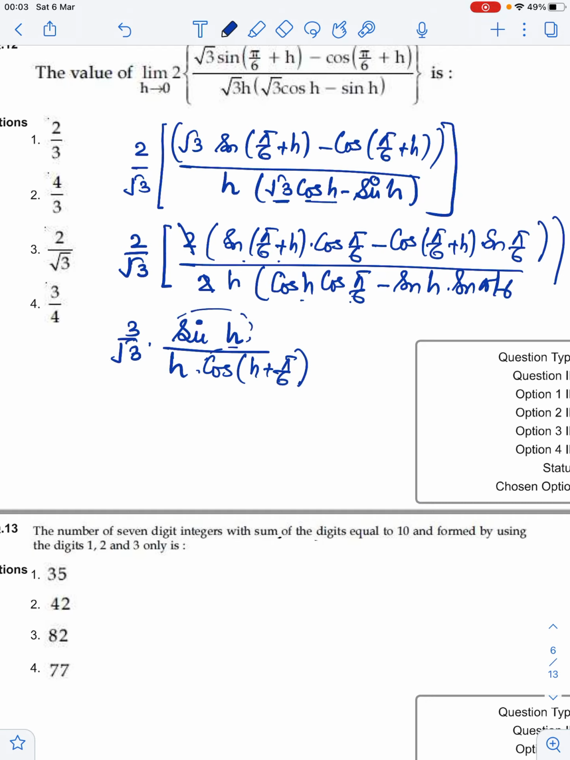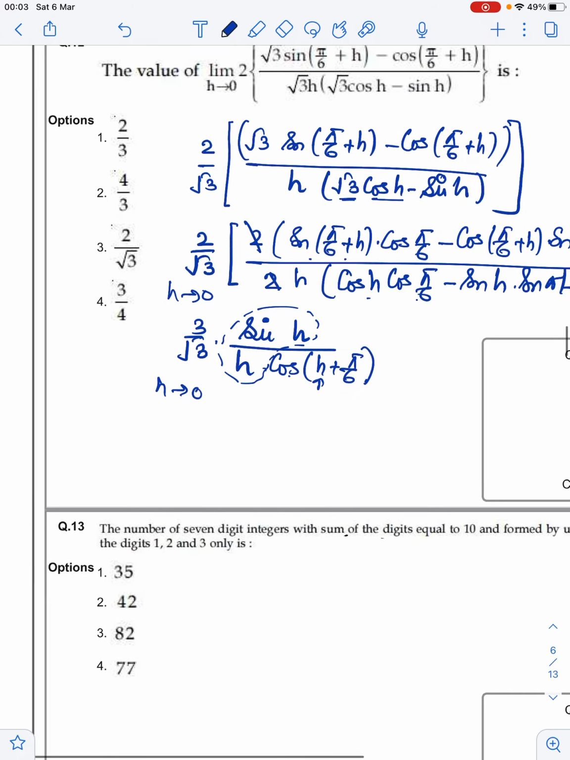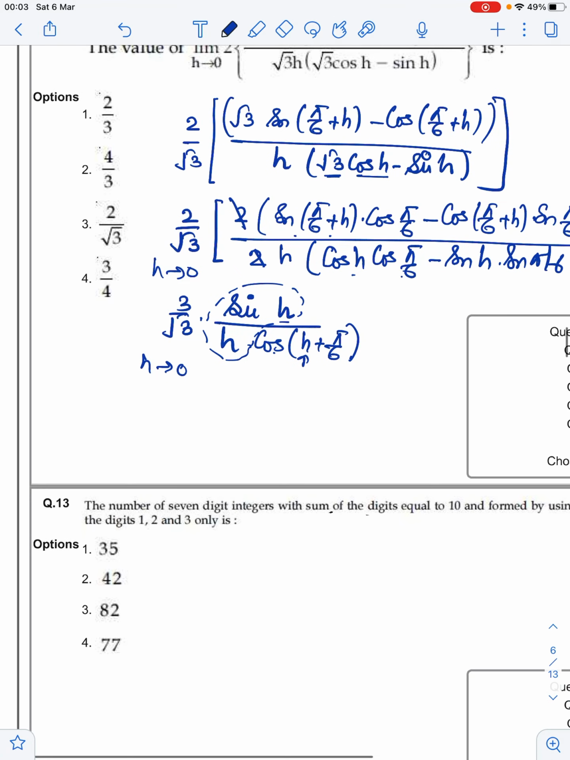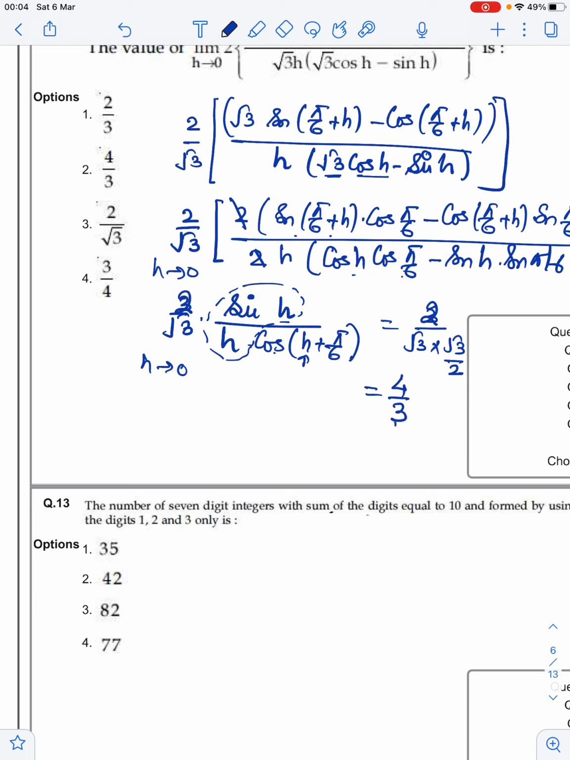So this sin h by h part, as h tends to 0, becomes 1, and as h is equal to 0, this becomes cos pi by 6, which is root 3 by 2. So this is 2 by root 3 into 2 by root 3 times... this is 2 not 3, root 3 by 2. So this becomes 4 by 3, which is the second option.